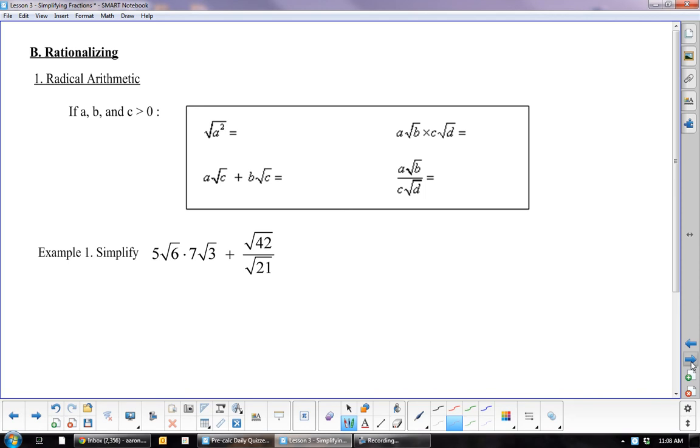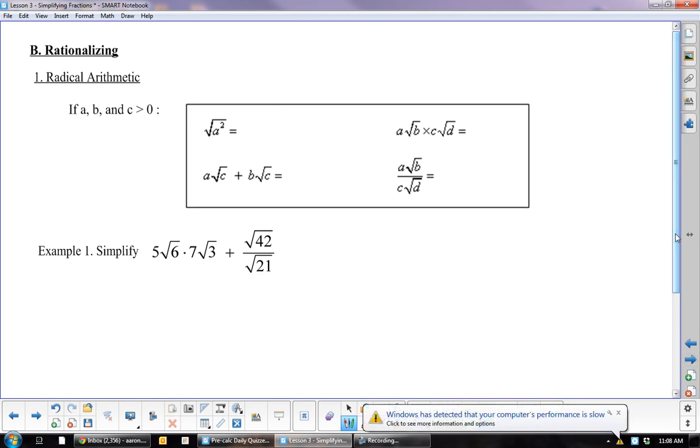Just some things to be aware of: when you have the square root of a squared, it's a. Okay, when you multiply, so we're working across here, your a and your c will multiply together, and your b and your d will multiply together inside. And you may have to simplify and bring some stuff out.